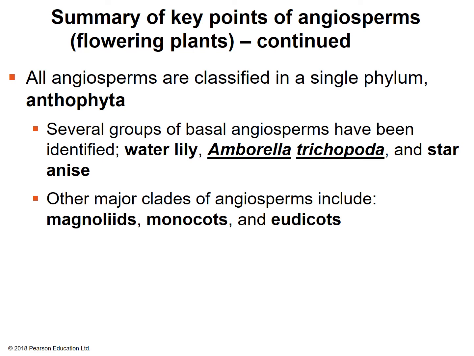All angiosperms are classified in a single phylum, phylum Anthophyta. Several groups of basal angiosperms have been identified: water lily, Amborella trichopoda, and star anise. Other major clades of angiosperms include magnoliids, monocots, and eudicots.